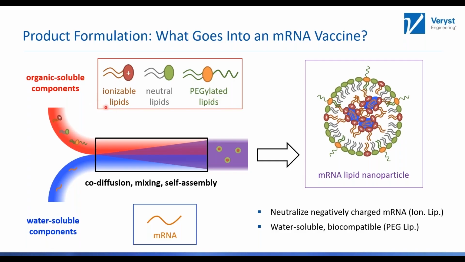And each of these plays a role. The ionizable lipids, for example, are important to neutralize the negative charge in the mRNA. Pegylated lipids are important to make these biocompatible and water soluble. Given sufficient residence and mixing time, these components mix and self-assemble to spontaneously form these aggregates. And as Matt mentioned at the beginning of the talk, the size of these aggregates oftentimes is an important factor in their pharmaceutical efficacy.